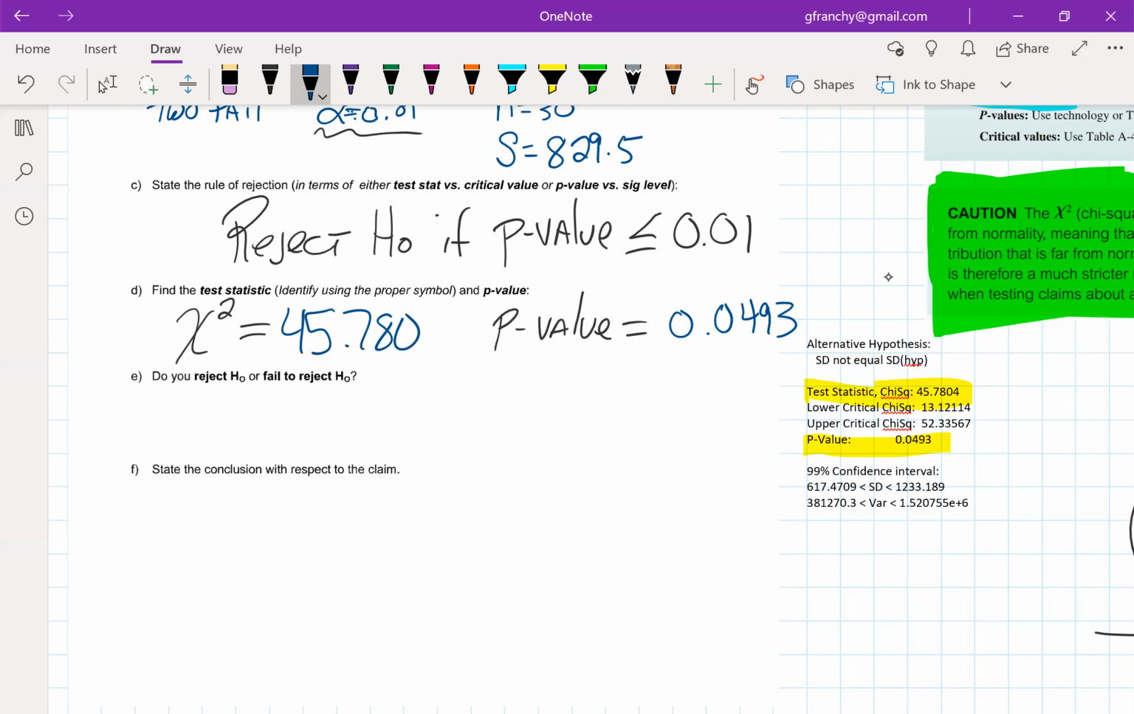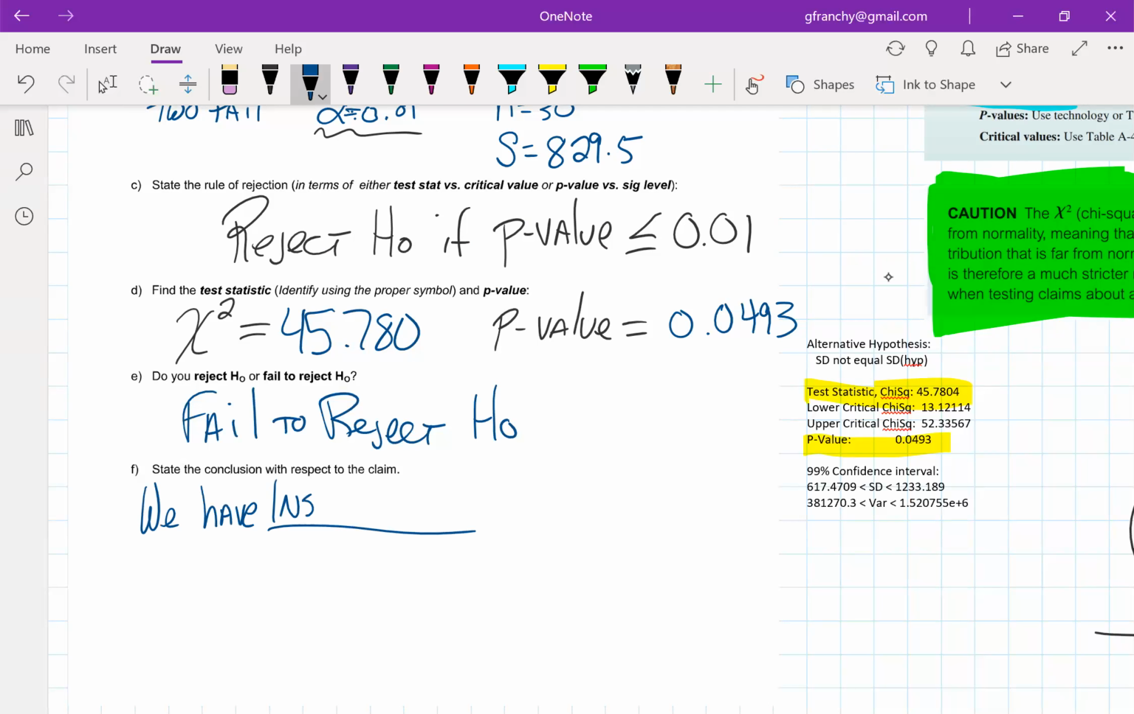And is 0.0493 less than or equal to 0.01? No, it is not. We would have rejected the null if it was. It's not, so we don't. So we fail to reject the null hypothesis. And when we fail to reject the null hypothesis, that means we don't have the evidence.